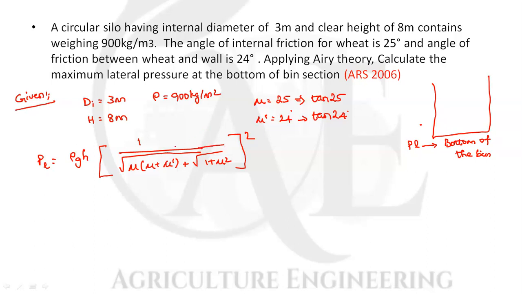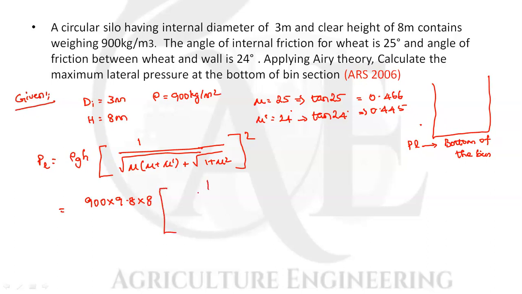Okay, so we have everything here. We want to find the value of tan 25. Tan 25 is 0.466 and tan 24 is 0.445. So therefore substitute all those values. Rho we have is 900. g is the specific gravity 9.81, and h is the clear height, which is given in the question, 8.